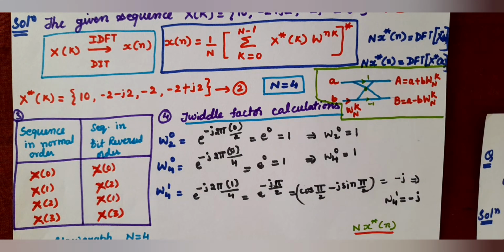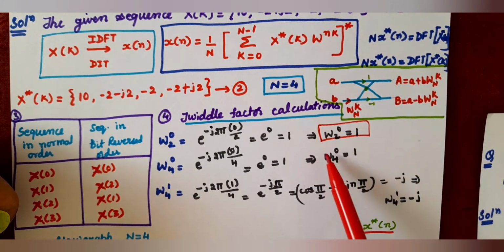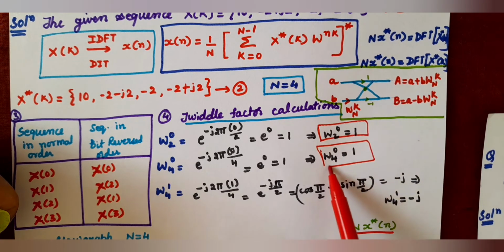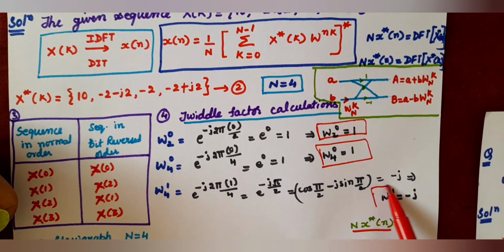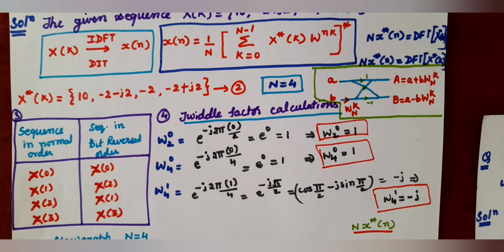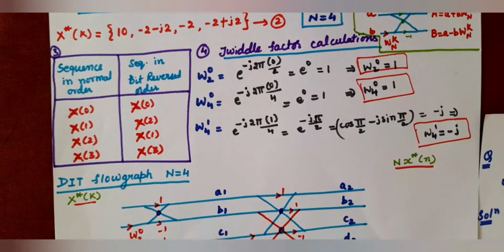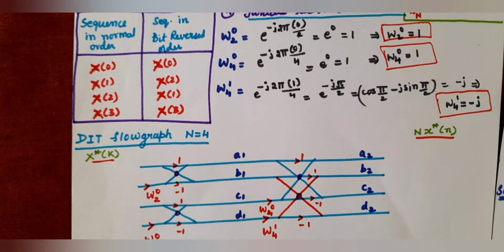So we have done all three twiddle factor calculations. W2 to the power of 0 is equal to 1. W4 to the power 0 is 1. W4 to the power of 1 is minus j. Okay, let us put these twiddle factor values in this flow graph and solve the problem.